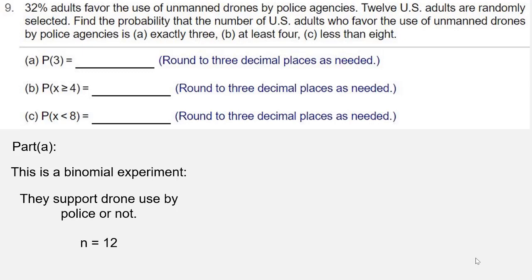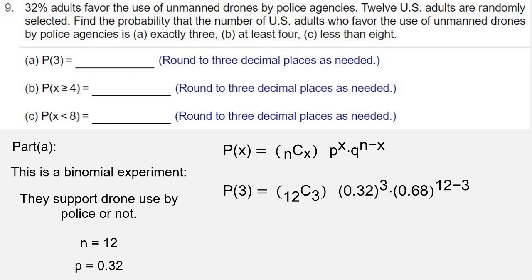P is the probability that we find one that favors the use of unmanned drones, and that's going to be 0.32. The binomial probability formula is P of x equals nCx, p to the x, q to the n minus x. So besides the n and the p, we also need the values for q and x. Remember, q is always 1 minus p, so 1 minus 0.32 is 0.68. And x is the number of successes that you're looking for. In part A, we're looking for 3 successes.